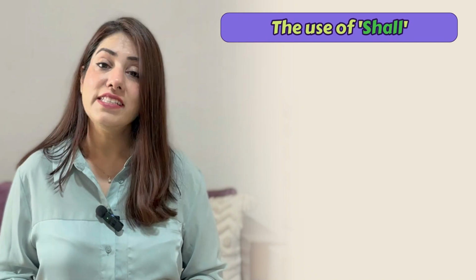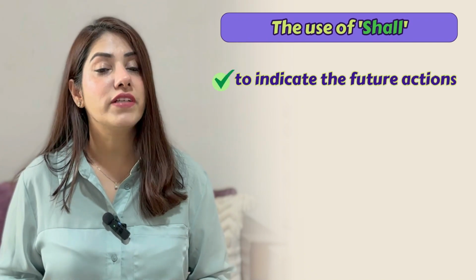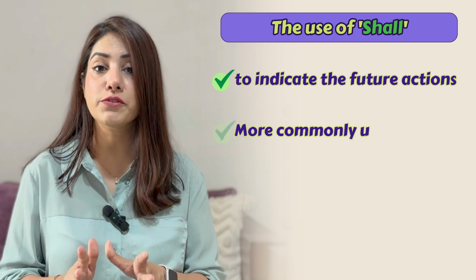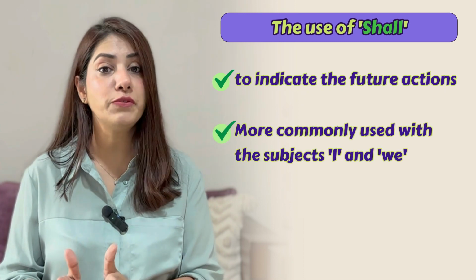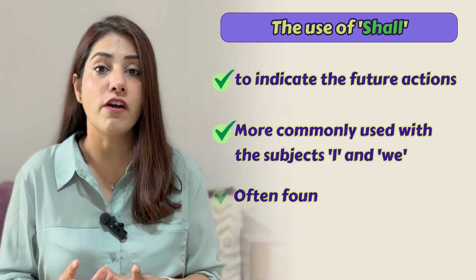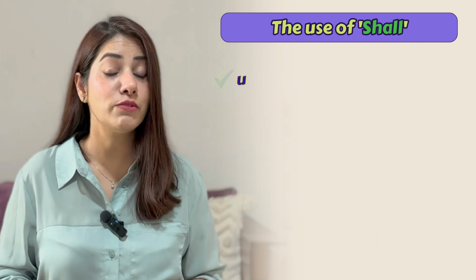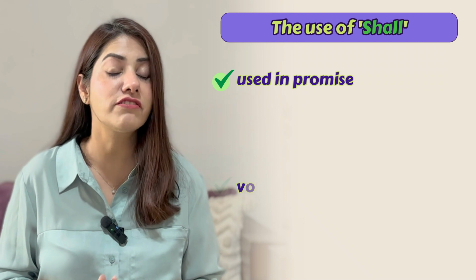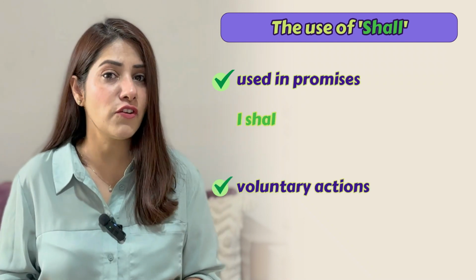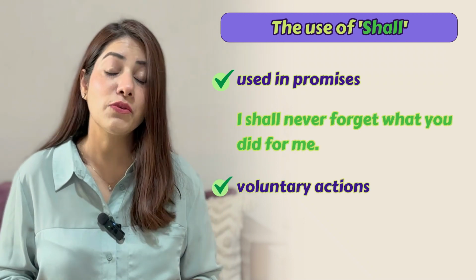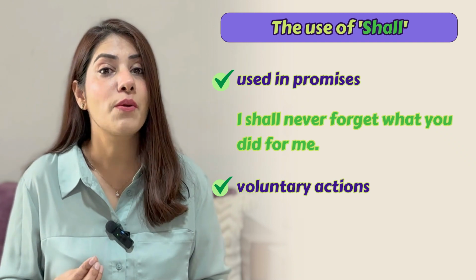Now let's talk about the use of shall. Shall is used to indicate the future action. It is more commonly used with the subjects I and we, and it is often found in suggestions like, shall we go? Shall can be used in promises or voluntary actions also. I shall never forget what you did for me. So here it is a kind of promise.